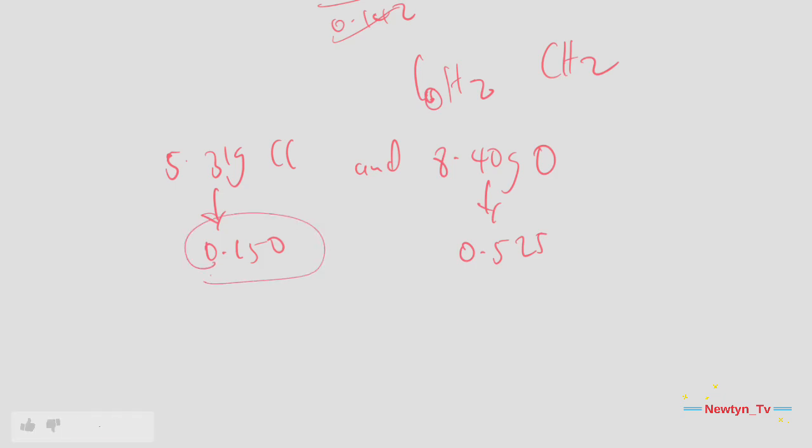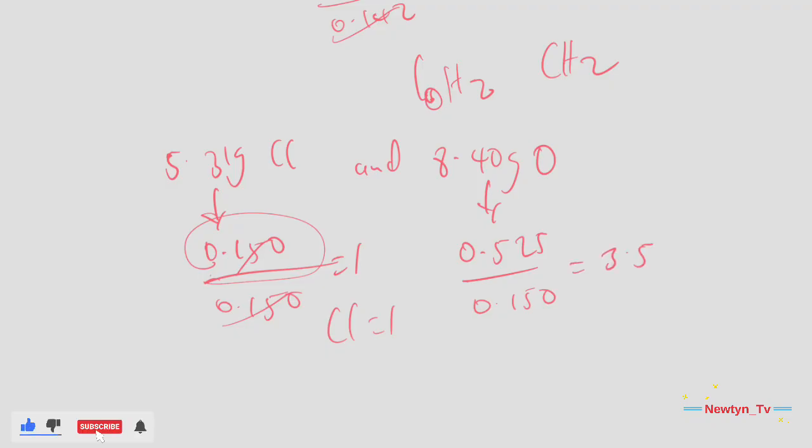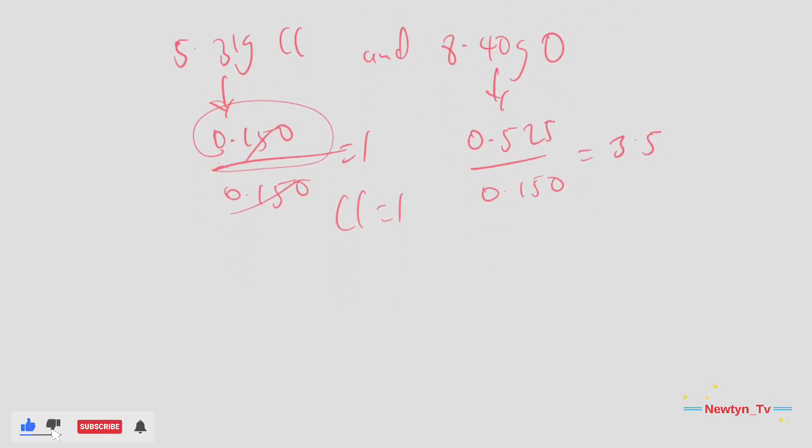When we divide, 0.150 by 0.150 gives us 1, so we have Cl to be 1. Then we divide 0.525 by 0.150, which will give us 3.5. That's for the O. So we have Cl1, then O3.5.